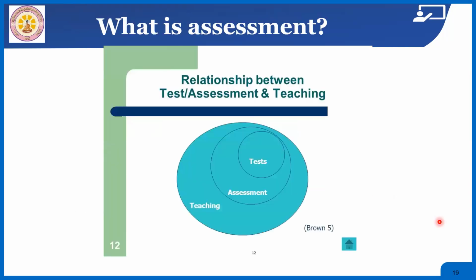Next one. Here you can see the relationship between test, assessment, and teaching based on Brown. So teaching covers all, right? No teaching, no assessment, no test. Teaching is the biggest one, the second one is assessment, and the smallest one is a test. You should be clear: with no teaching, how can you assess the student? How can you assess your lesson objectives? And if you do not have assessment, you do not have a test as well. So it's related: teaching, assessment, and test.